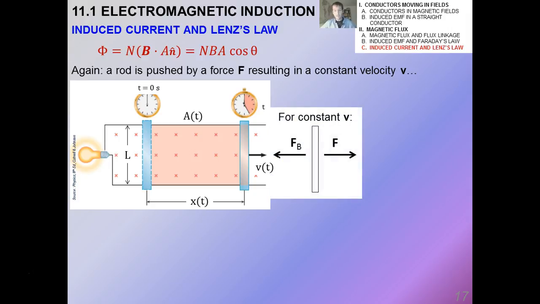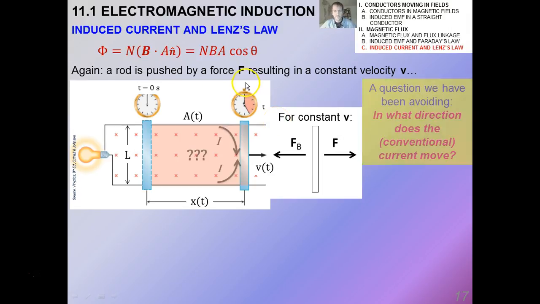All right. Now, for a constant speed, it means that the magnetic force to the left, and remember there is a magnetic field created by the current in the wire, is equal to the force at which it's being pushed. Remember, I said a rod is being pushed by a force.